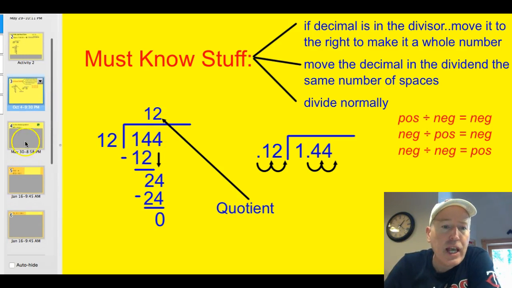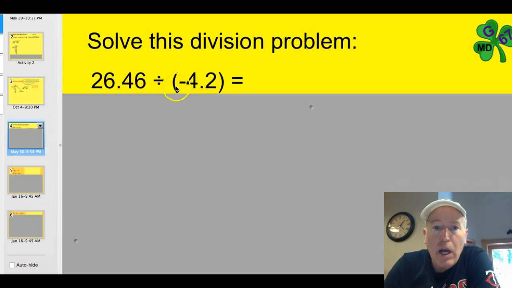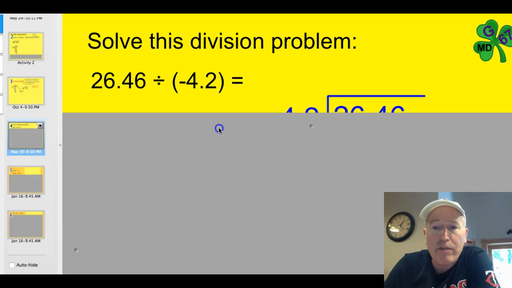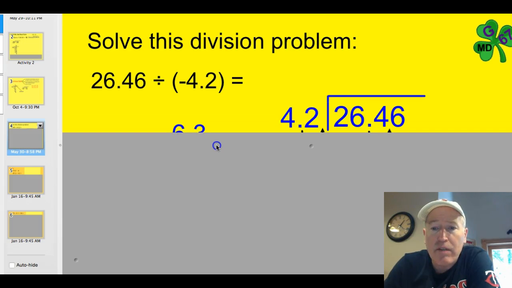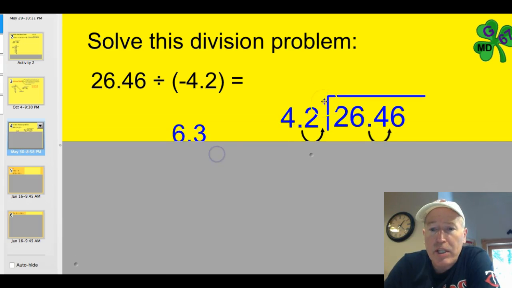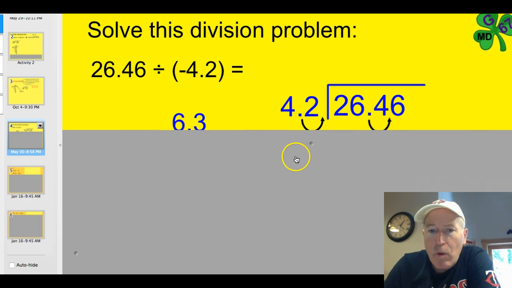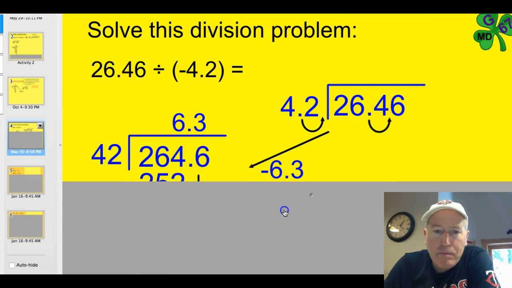All right, let's take a look at a decimal problem. Here we have 26.46, and we're going to divide it by a negative 4.2. First thing we're going to have to do is deal with that decimal in the divisor. You can see that I wrote out the problem. I've got my 4.2 here. I'm going to multiply it by 10, or move that decimal 1 spot. I'm going to do the same thing in the dividend. Move it 1. So here's my new problem.